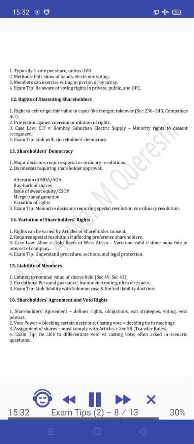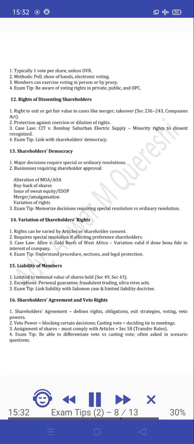11. Voting rights of members. 1. Typically one vote per share, unless DVR. 2. Methods: poll, show of hands, electronic voting. 3. Members can exercise voting in person or by proxy. 4. Exam tip: be aware of voting rights in private, public, and OPC.